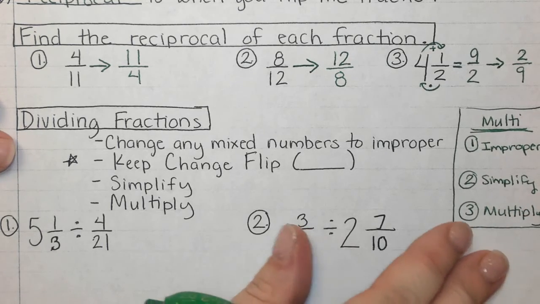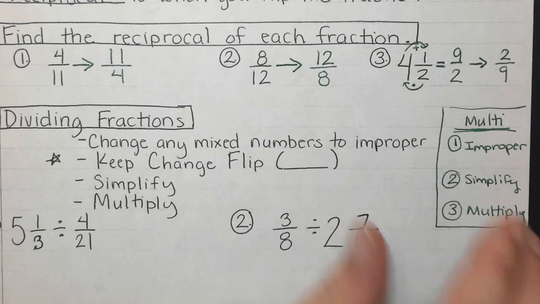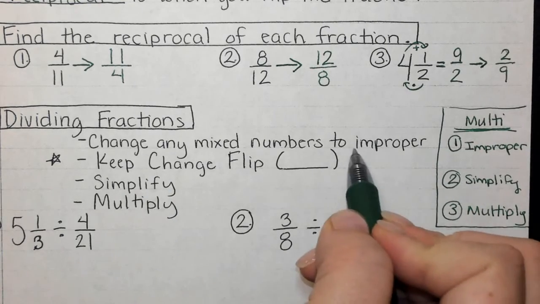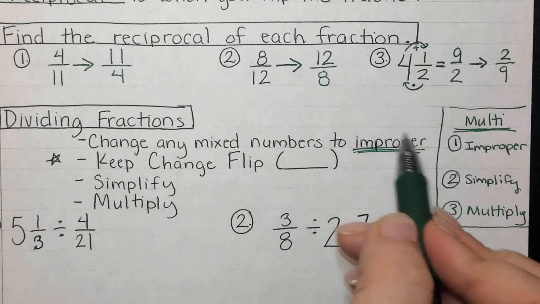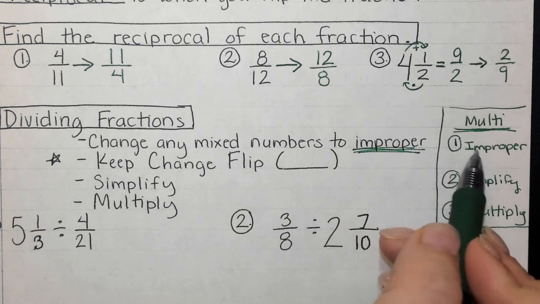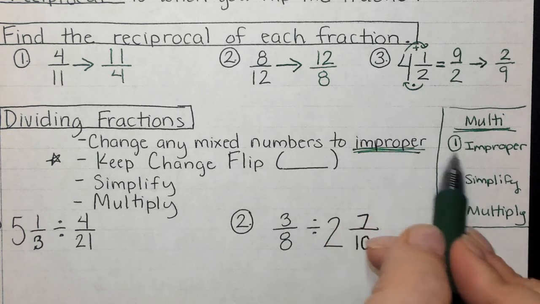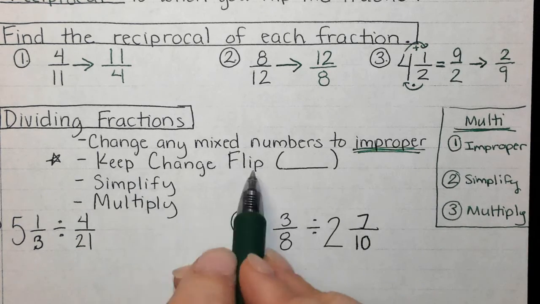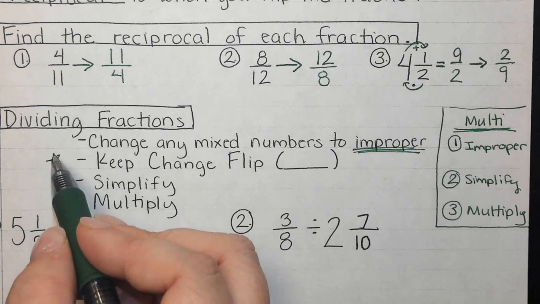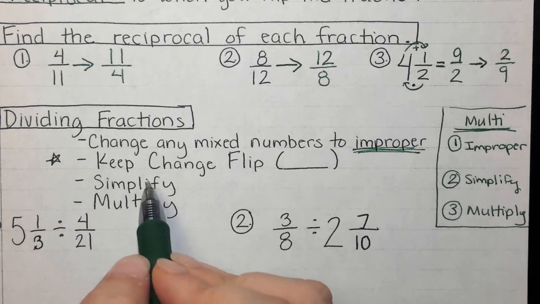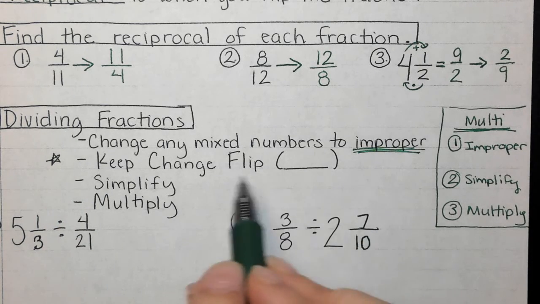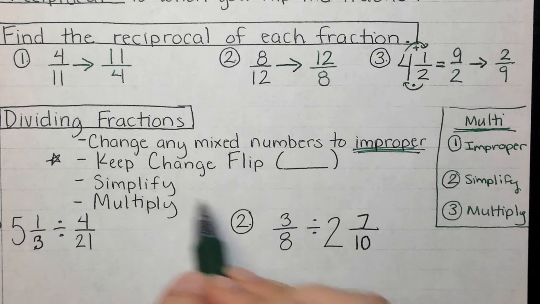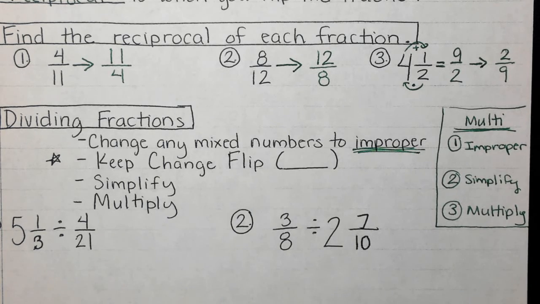Okay? So I want us to look real quick at these steps for dividing fractions. Step 1 still says change it to improper. So step 1 is the same, right? Step 2 has a star. That means it's important. This is what makes it division. Step 3 still says to simplify, so they match. And then the last step is still multiply, so they match.